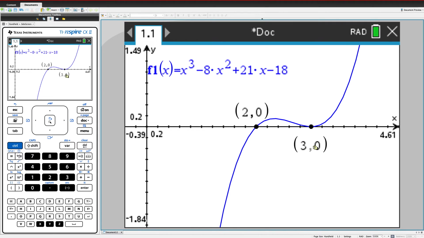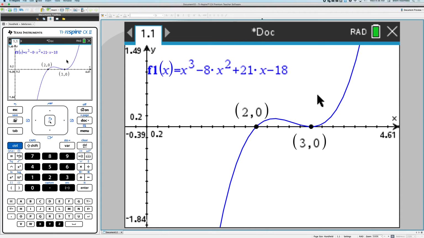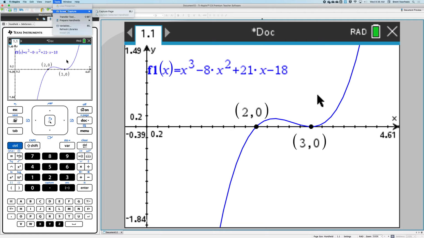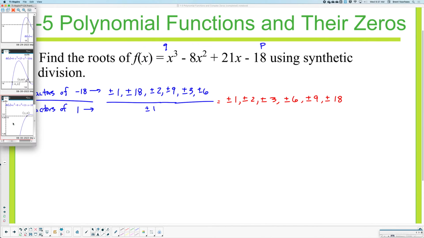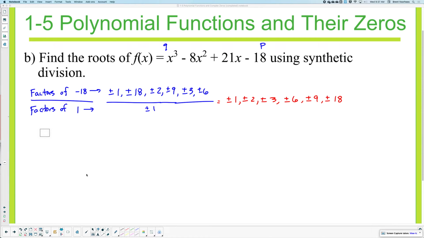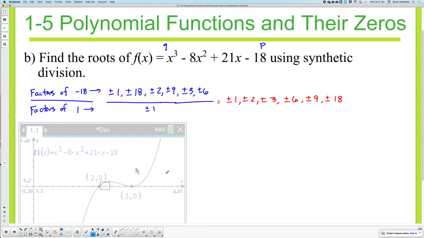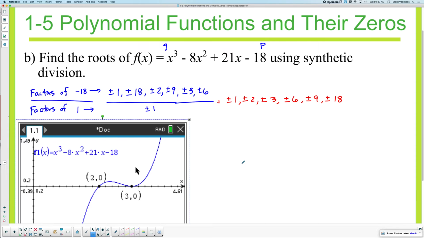Now, how many zeros are you seeing there? 2. I'm going to show you something pretty cool about that one, though. All right. So we're seeing 2 zeros. 2 unique zeros is what we're seeing. And from our list, I'll go ahead and circle the ones we're seeing. We're seeing positive 2 and positive 3. What this would mean is, if I did synthetic with 1, would I get a remainder of 0 or would I not get a remainder of 0?